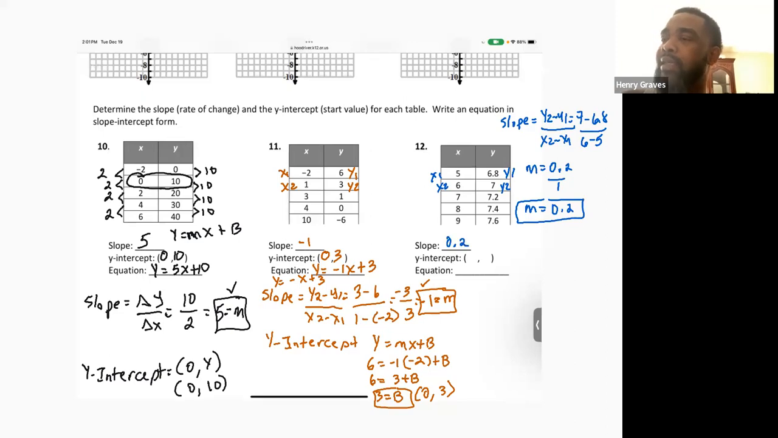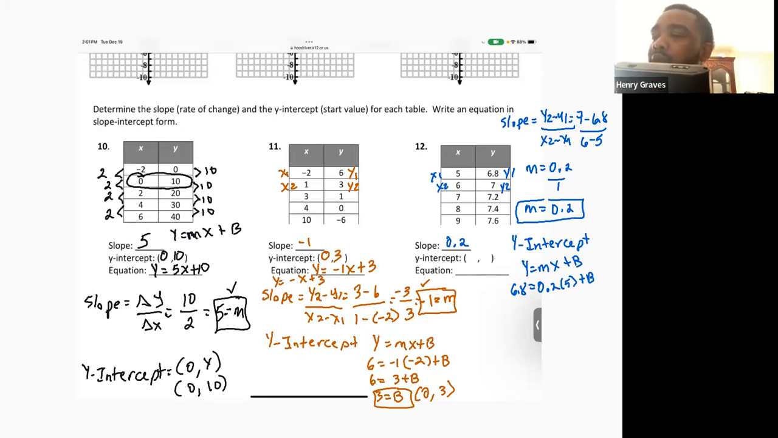And again, they were not nice enough to give it to us, so we have to do some math to solve for it. I'm going to do y equals mx plus b. Y is going to be 6.8. M we said is 0.2. X is 5, plus b. If I do 0.2 times 5, I should get 1, but let me just check. Yep, it's 1. We have 6.8 is equal to 1 plus b. If I subtract 1 on both sides, it goes away, and 6.8 minus 1 is 5.8.